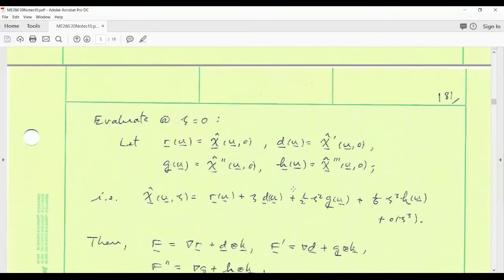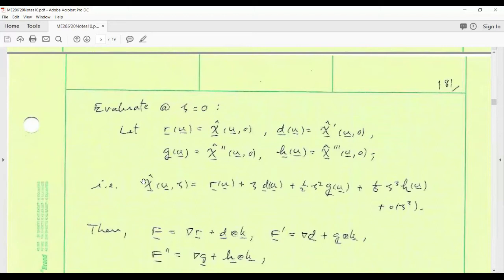To give some interpretation of what they mean, we can use them to construct a Taylor expansion of the three-dimensional position as a function of zeta. We can expand about zeta equals 0. The lead term would then be r of u. The next term would be zeta times the derivative evaluated at zeta equals 0, namely d of u, and so on. Half zeta squared, the second derivative at zeta equals 0, that's g of u, and so on. So the vectors r, d, g, and h give you the small zeta expansion of the three-dimensional position in the vicinity of the midplane.